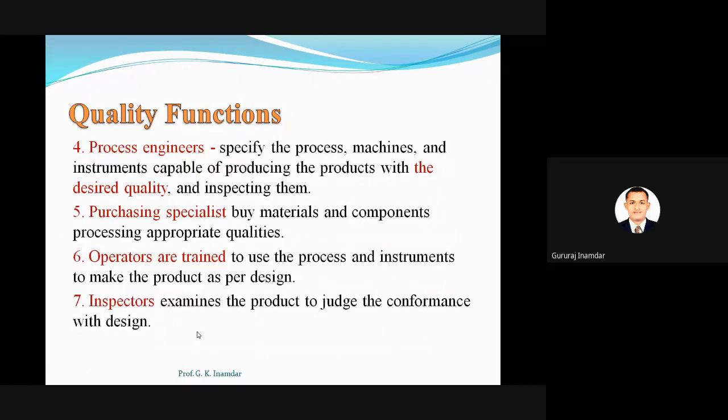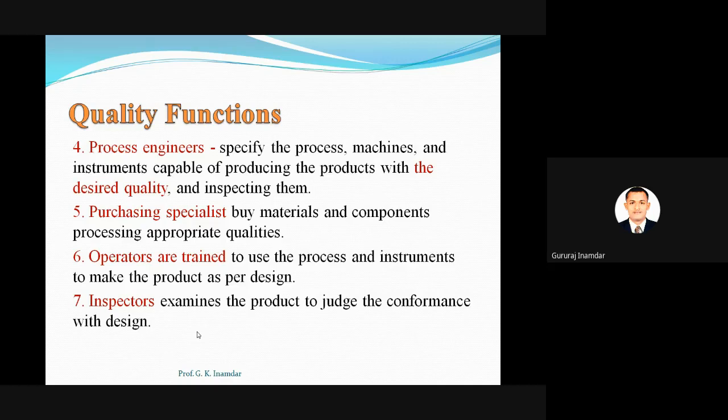requirements. Again, process engineer. What is the function of process engineer? Specific instrument. So the role of that product process engineer is to specify the process, which process they have to follow, which machinery is suitable for the manufacturing process, and instruments for producing the product with desired quality, and for maintaining quality.